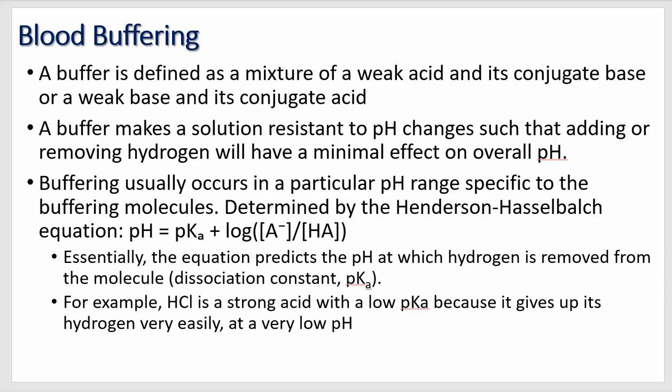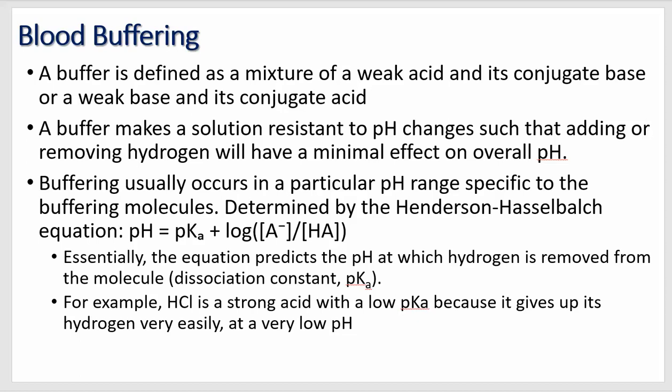So a buffer makes a solution resistant to pH changes. It doesn't make it so you can't change the pH. It just makes it resistant. If you give acid, it's going to be like, okay, I have bicarbonate in the blood, so yeah, I'll take your acid and I'll neutralize it. Or if you have a very basic solution, your blood buffer will be like, okay, I've got some extra hydrogens here. Sure, I'll donate those to you, and we'll neutralize that. So that's what it's doing.